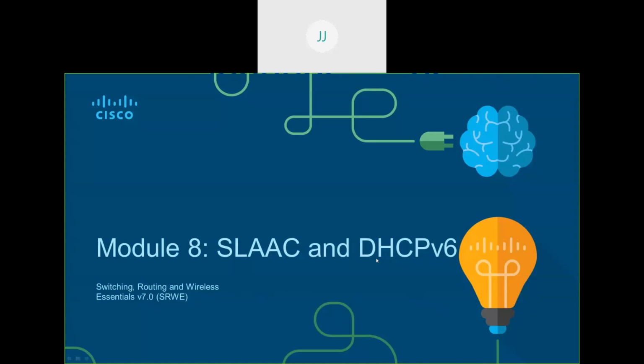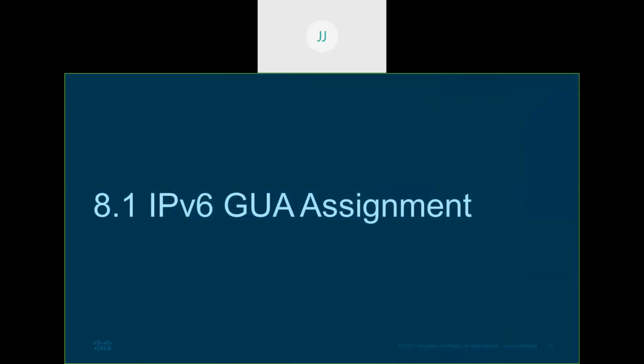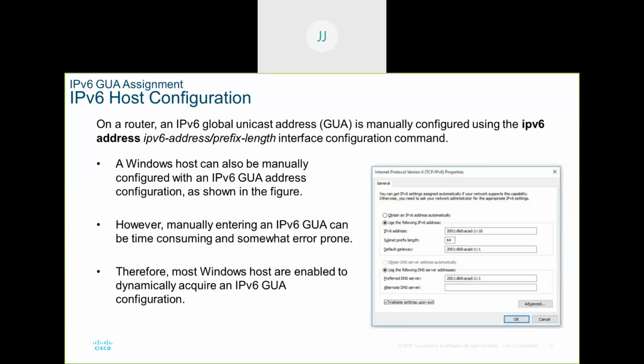Welcome to this presentation of Book 2, Module 8, covering the implementation of SLAAC and DHCP version 6. We will be examining how hosts can acquire an IPv6 address, and we'll use Packet Tracer to show the three different configuration methods. Let's begin.